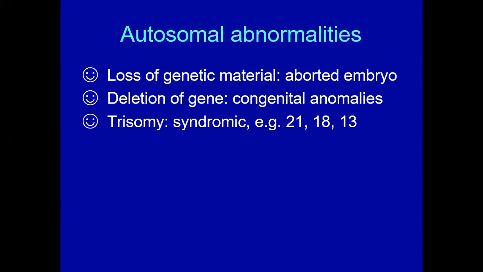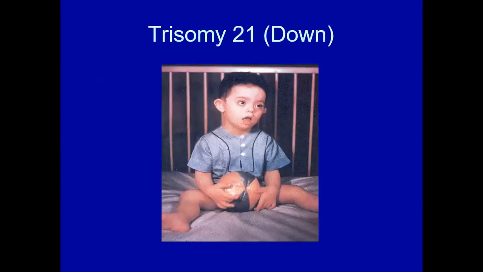A loss of genetic material, this is seen in aborted embryos, and then the deletion of chromosomes, deletion of genes. So they also can be called congenital anomalies. Another example is the trisomies, and monosomies. So this is also an example of trisomy 21.